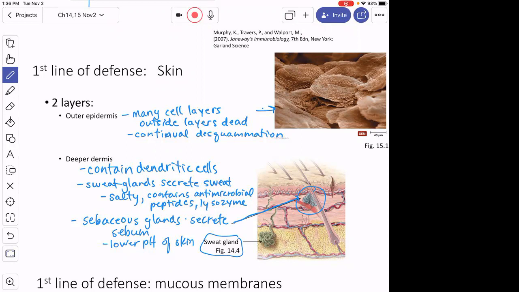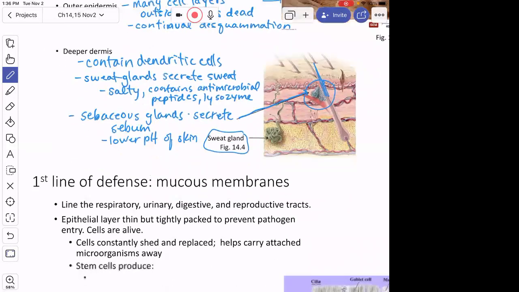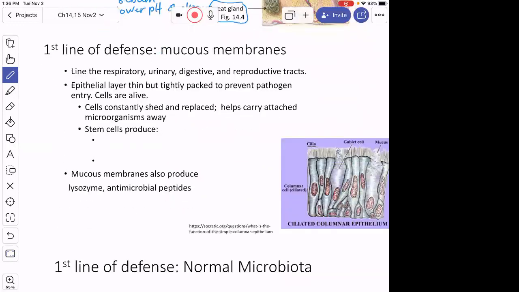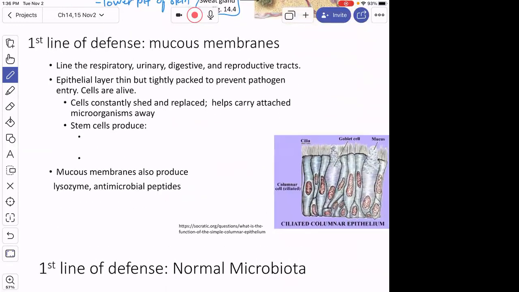Okay, sometimes we get some hair follicle infections here, but for the most part, as long as the skin is intact, it's not a very good portal of entry. You'll remember that mucous membranes are a much more common portal of entry, especially, remember, the respiratory tract is the most common portal of entry. We do have defenses there, but they're just a little bit more easily breached by pathogens.